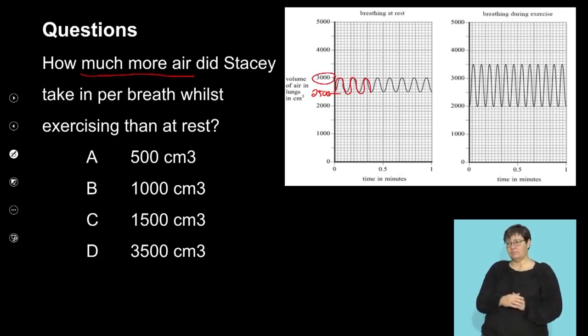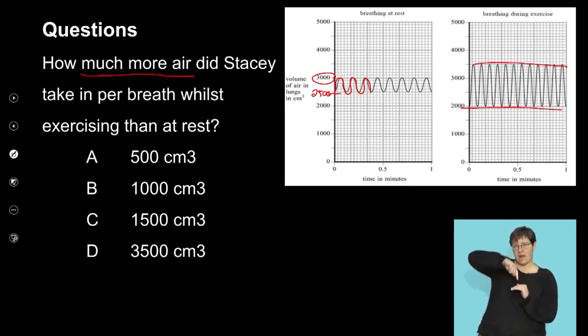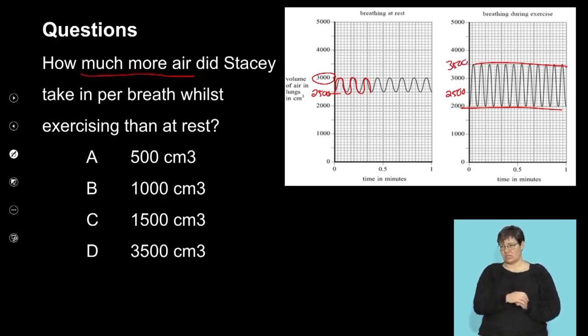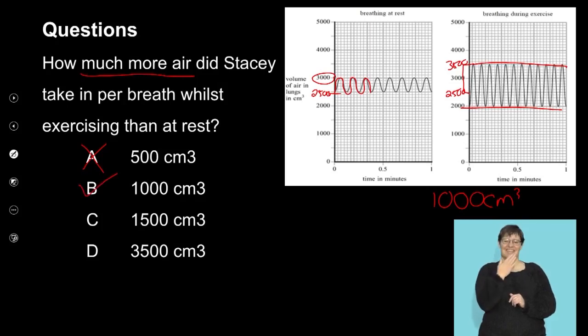Now, if we have a look here, we can see these lines are much greater volume, which we would expect when she is exercising. So if this is 2,500, this is now 3,000, and this would be 3,500. How much more? This is the more. So if I do my maths, 2,500 to 3,500, I'm hoping that one of my answers is going to be 1,000 centimeters cubed. A is 500, I know it's not. B is 1,000. Whew, thank heavens, that is my answer, and my maths is not so bad.